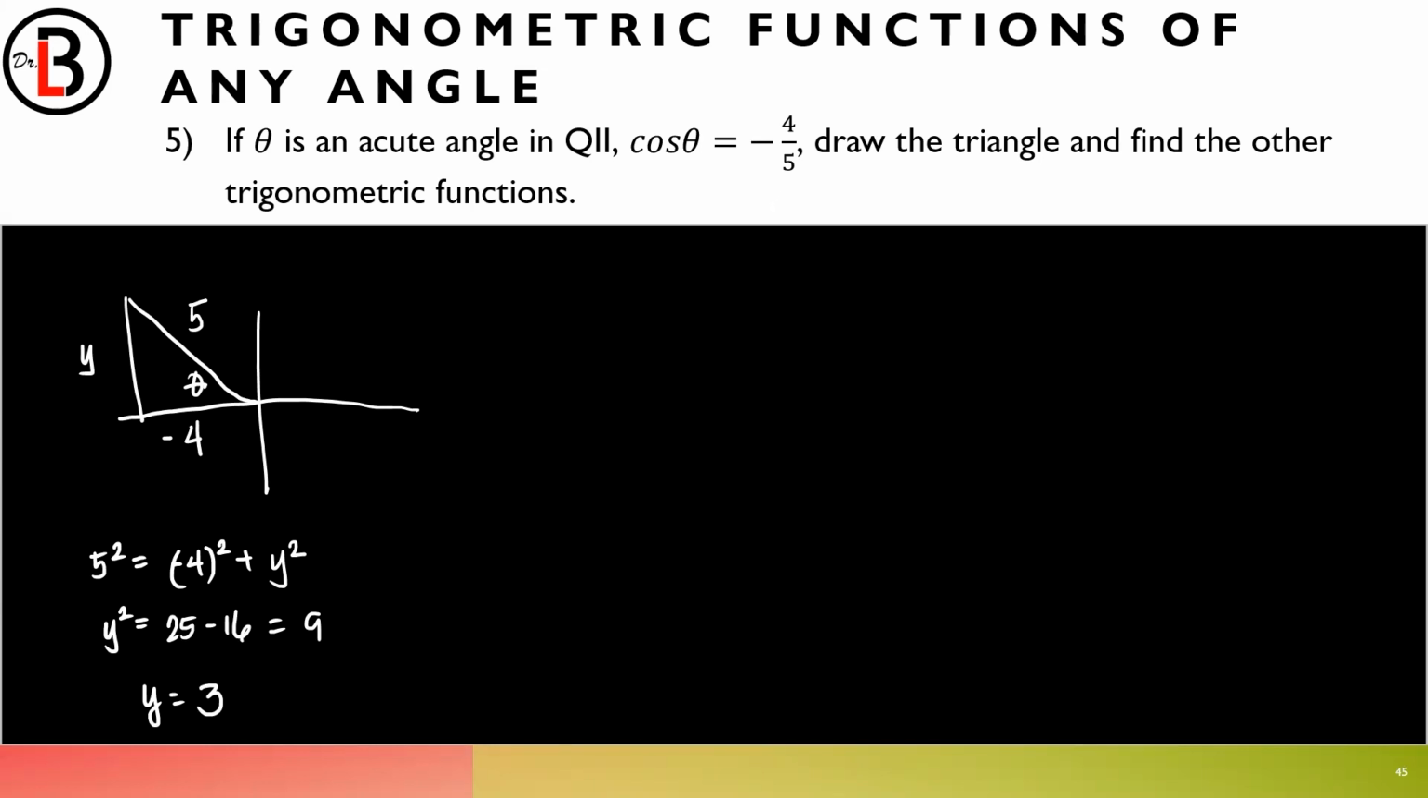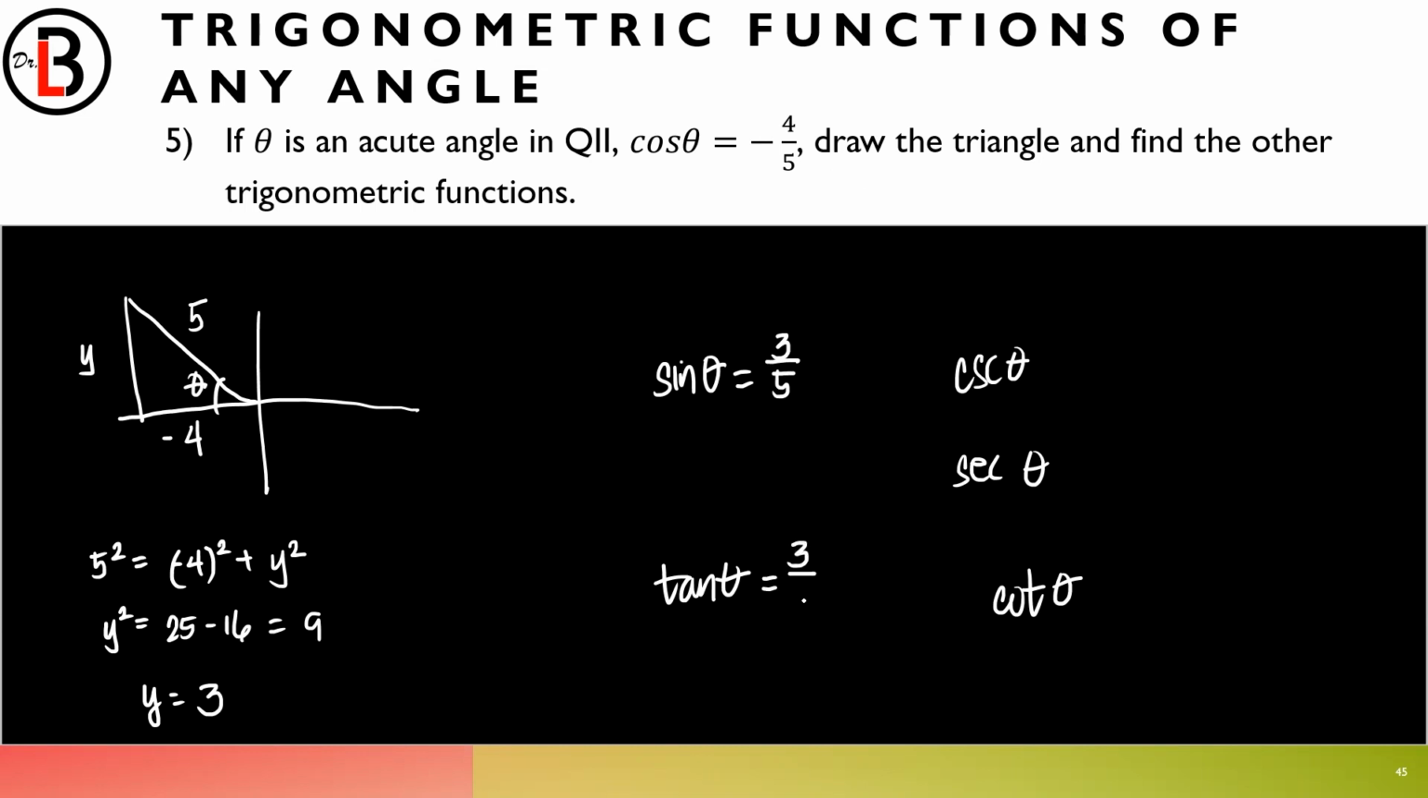So it says there, draw the triangle and find the other trig functions. So sine, tangent, cotangent, secant, and cosecant. You already know the cosine. The cosine is given as negative 4 over 5. What is the sine based on the angle? Opposite over hypotenuse. The opposite is 3. Hypotenuse is 5. Tangent, opposite, which is 3, over adjacent, negative 4.